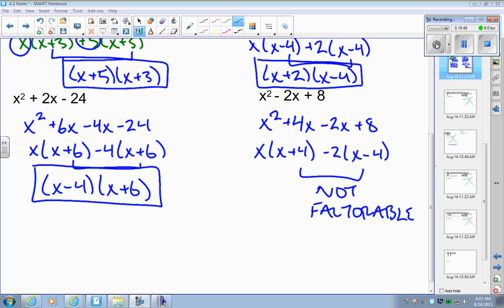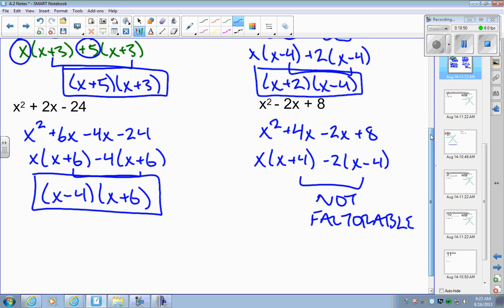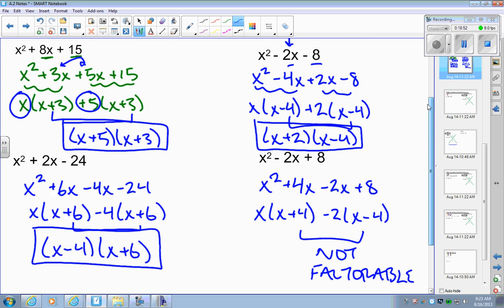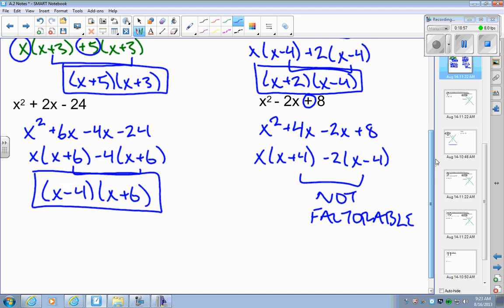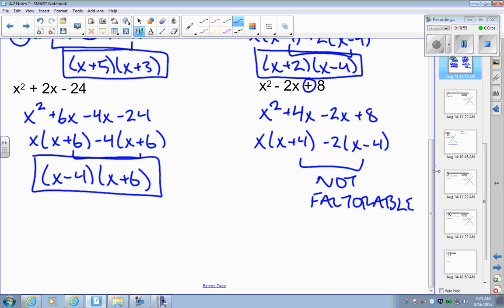This last one, though, is important. The only difference between it and the second one we did, this one was a minus, this one was a plus. If you try this method here, you can break it, you know, plus 4x minus 2x. Actually, that's going to have to be backwards. This would be the minus, this would be the plus. So then this would be minus, and then this would be plus. But you can see you don't get the same thing in the parentheses. You got a minus 4 and a plus 4, so it's not factorable.